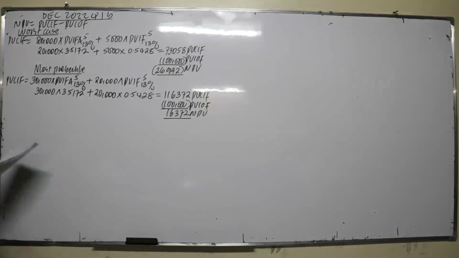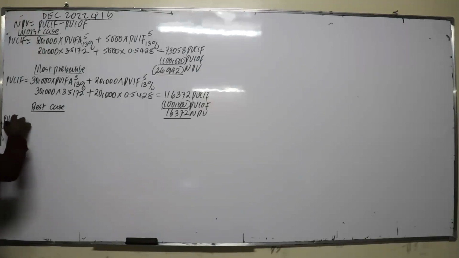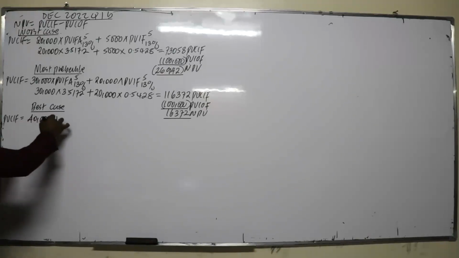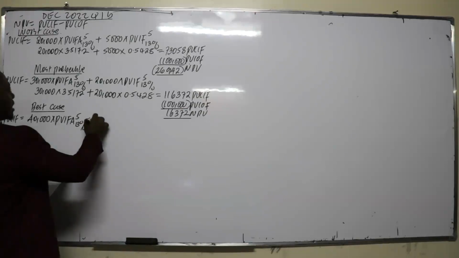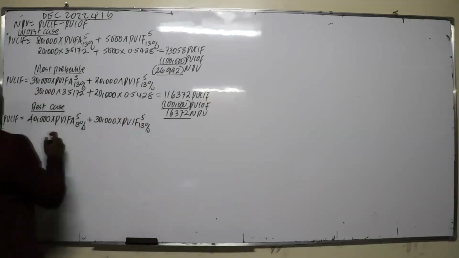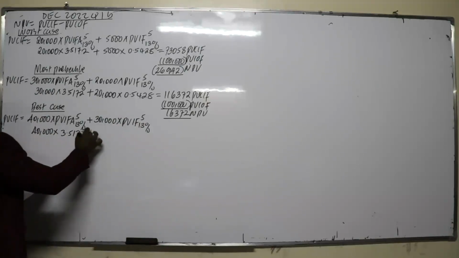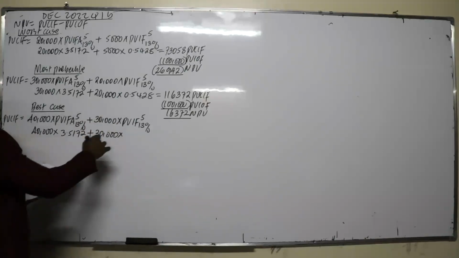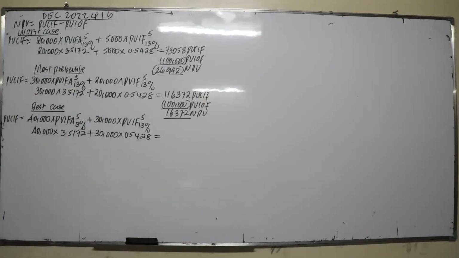Then lastly, under best case. Best case. So to get the present value of cash inflow, how much is the annuity? 40 for 5 years. Present value interest factor of an annuity, 13% for 5 years. How much is the terminal benefit? 30 present value interest factor, 13% year 5. So for 13%, we have 3.5172. You have 30, 13% for 5 years is 0.5428. 156.